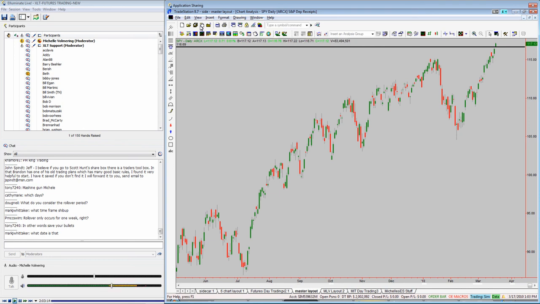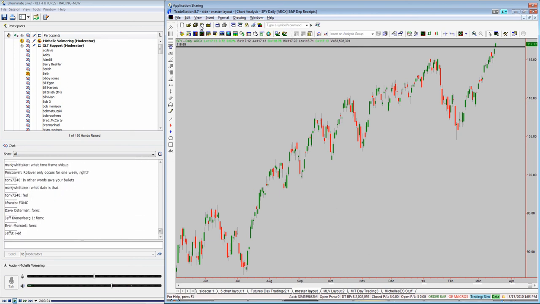My other rule is there are only 8 days of the year that I trade a new position in the afternoon. I will never enter a new open position in the afternoon except 8 times of the year. Does anybody know what those 8 times of the year are? One event, Fed Day, absolutely.